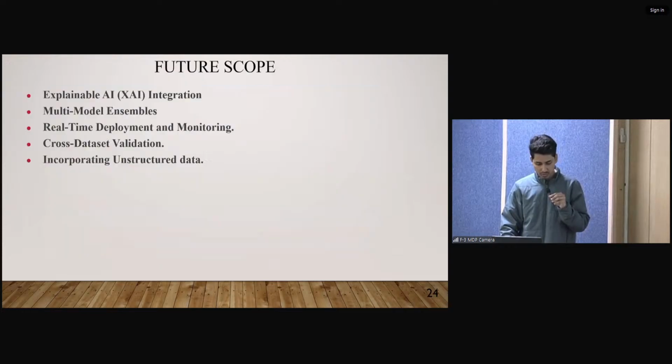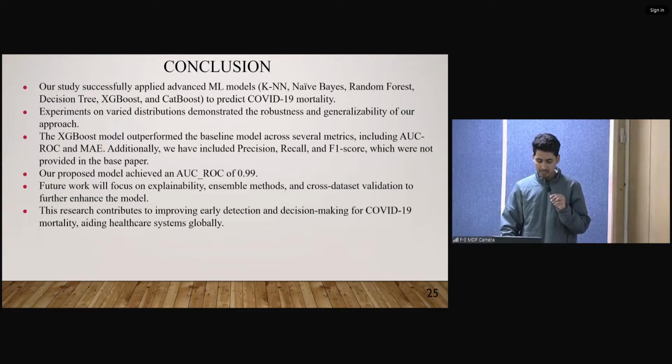Future scopes will be to integrate explainable AI, multi-model ensembles, real-time deployment and monitoring, and cross dataset validation. In concluding my presentation, the XGBoost model outperformed the baseline model across several metrics, including AUC ROC and mean absolute error. Additionally, we have included precision, recall, and F1 score, which were not provided in the base paper. Our proposed model achieved an AUC ROC of 0.99. Thank you.